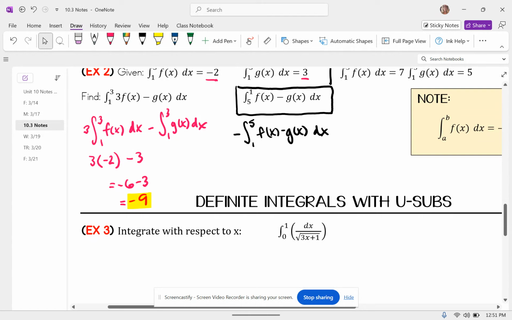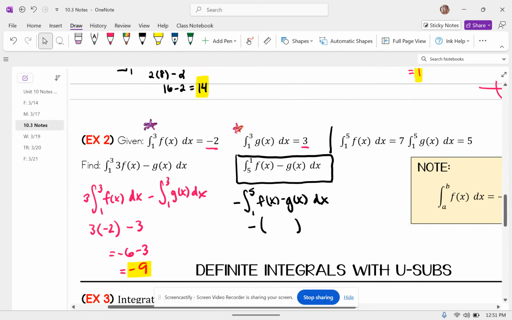So let's look up top right. What's f of x minus g of x? What is that going to end up being?